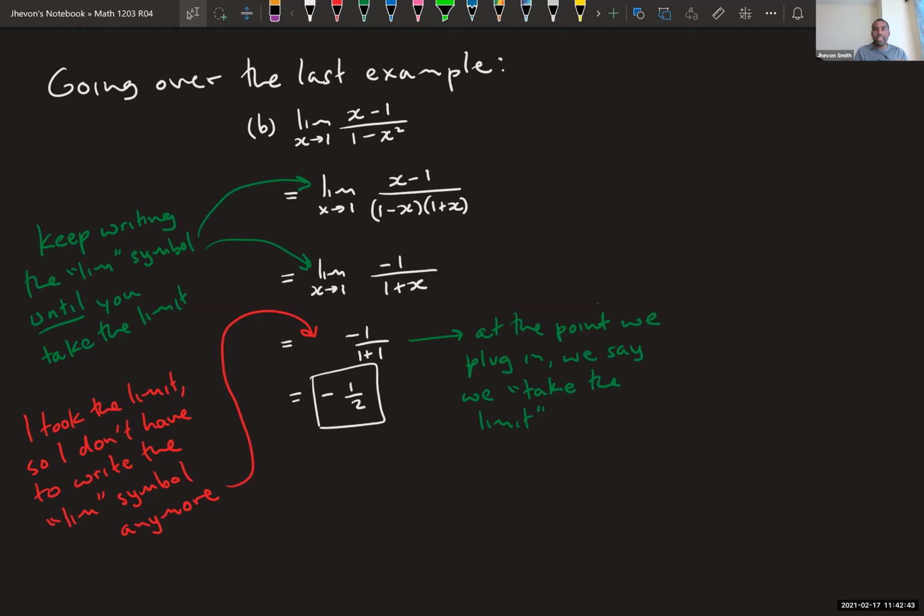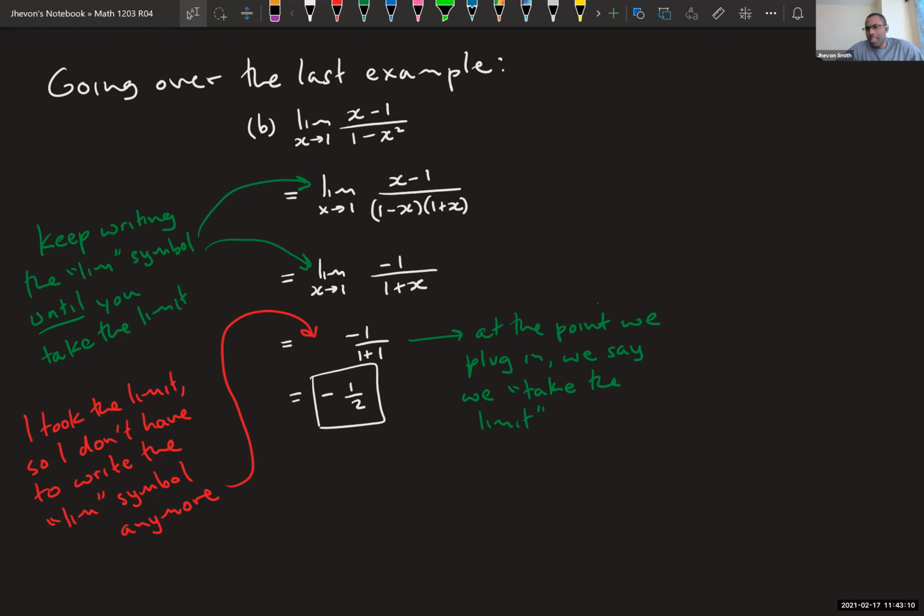There's a way that we express our thoughts logically, coherently, and this is it. You keep writing the limit symbol until you can evaluate the limit. And this includes while you're simplifying to rewrite the problem to get ideas of how you want to actually attack and solve the problem, you keep saying, I didn't take the limit yet, I'm just rewriting stuff. Oh, now I took the limit, so I can get rid of the limit sign. This is the answer, -1/2, right?